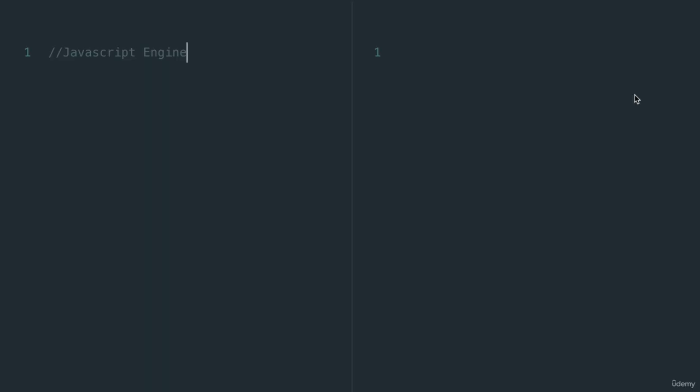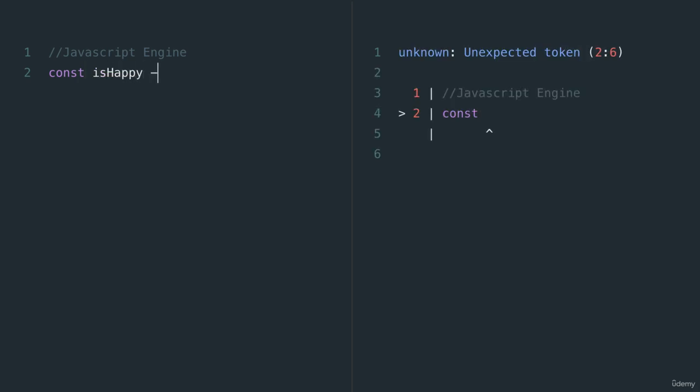What is this engine that we speak of? Well, if I write some code, like let's say const isHappy equals true. Well, we just wrote some JavaScript. I'm assigning the true boolean to the variable isHappy. Now, how do we read this? Or how does the computer read this?